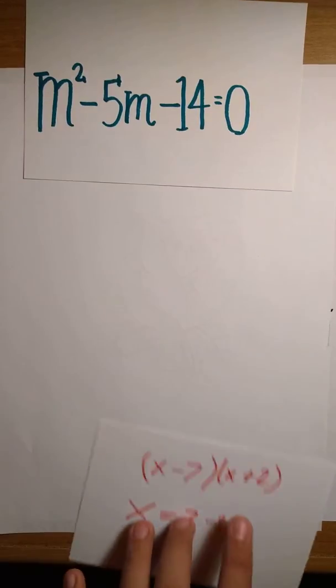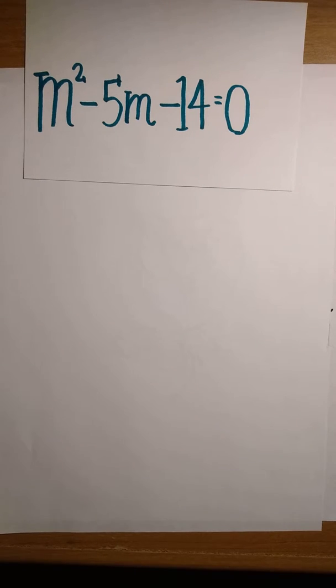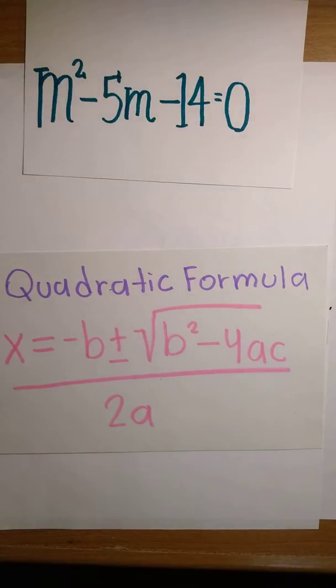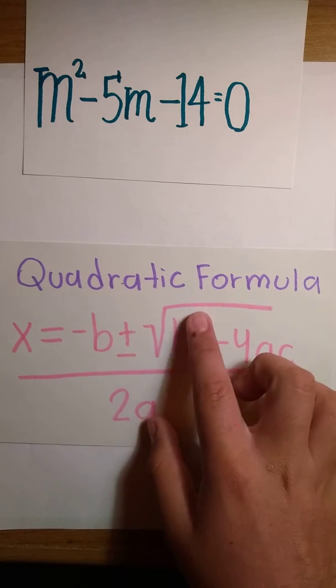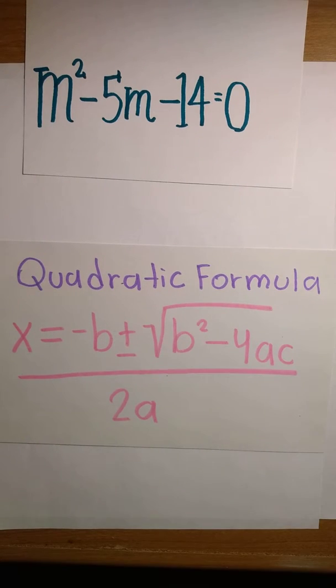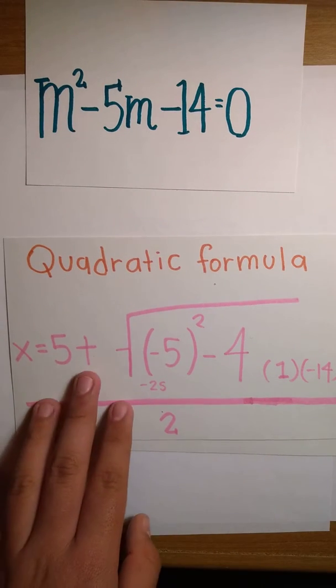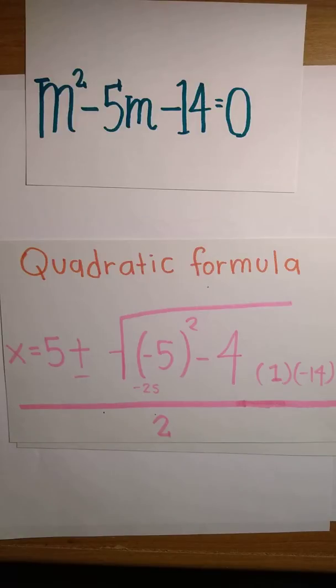But if we were going to use the quadratic formula, which is x equals negative b plus or minus the square root of b squared minus 4ac, 4 times a times c, divided by 2a, you will need to plug in all the numbers and you should get this. X equals 5 plus or minus the square root of negative 5 squared, minus 4 times 1 times negative 14, divided by 2.